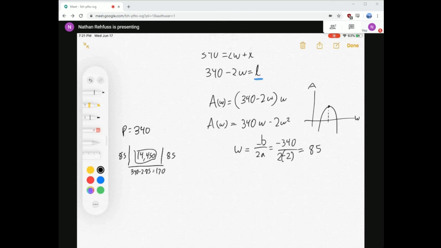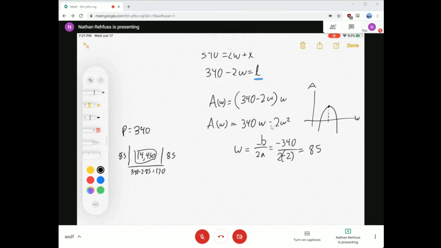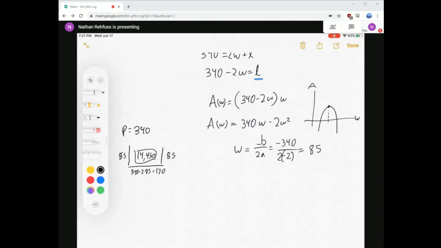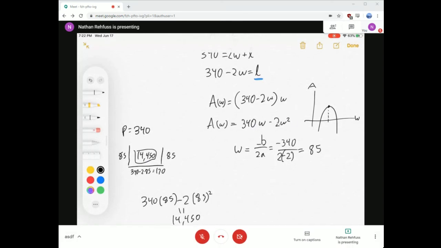14,450 square feet. The other way I could have got this number is if I plugged 85 in here, 340 times 85 minus 2 times 85 squared is also 14,450. So that's the biggest parking lot we can get. And if your boss gives you a hard time and says, hey, student, why not 86 feet? You can say, well, I know that this is stretched by 2 and it's upside down, right? So if I go 1 to the left or right, I go 2 down. You can say, boss, if I made it 86 feet wide, you'd only have 14,448 square feet of parking space.